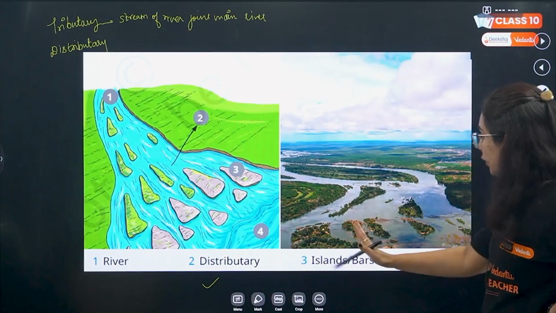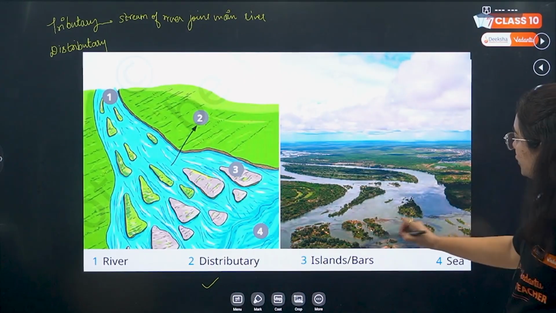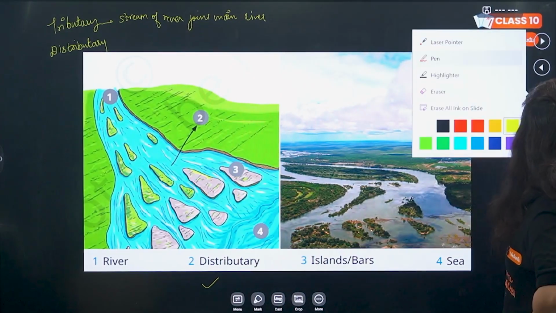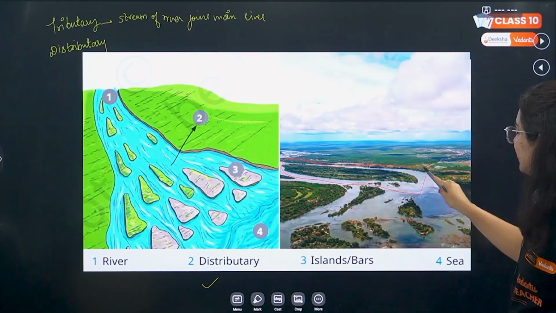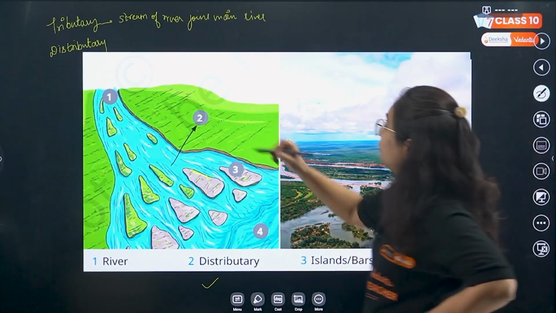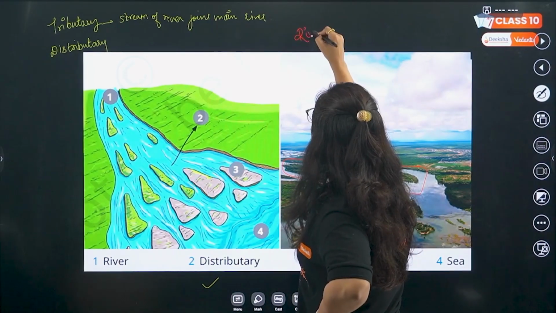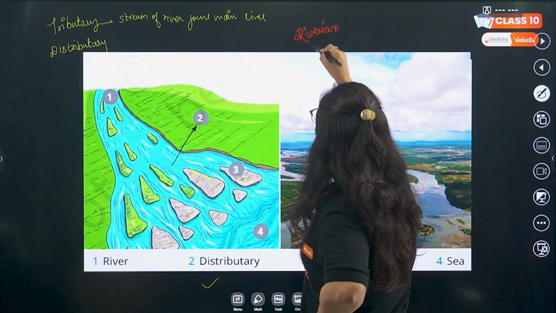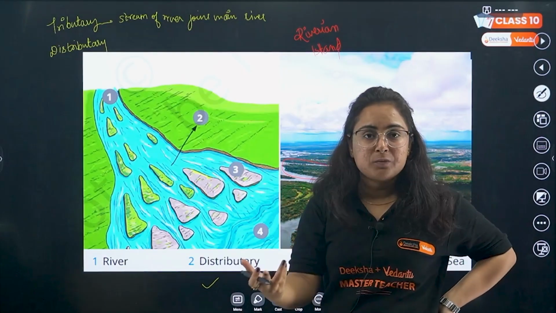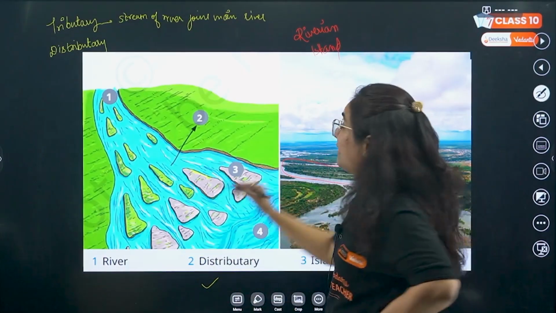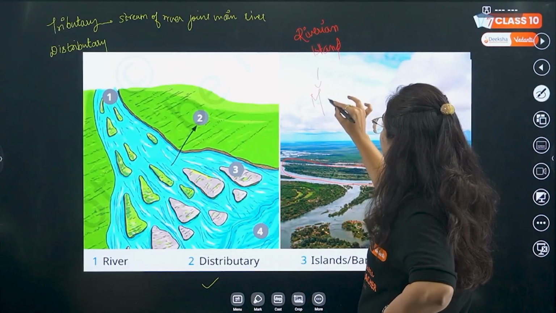There are a lot of islands and bars formed. So we can see that this particular landform feature, pay attention, is like an island. Do you also know that there is one riverine island in India, which is actually a strange landform feature which we usually don't get? This riverine island is Majuli Island.